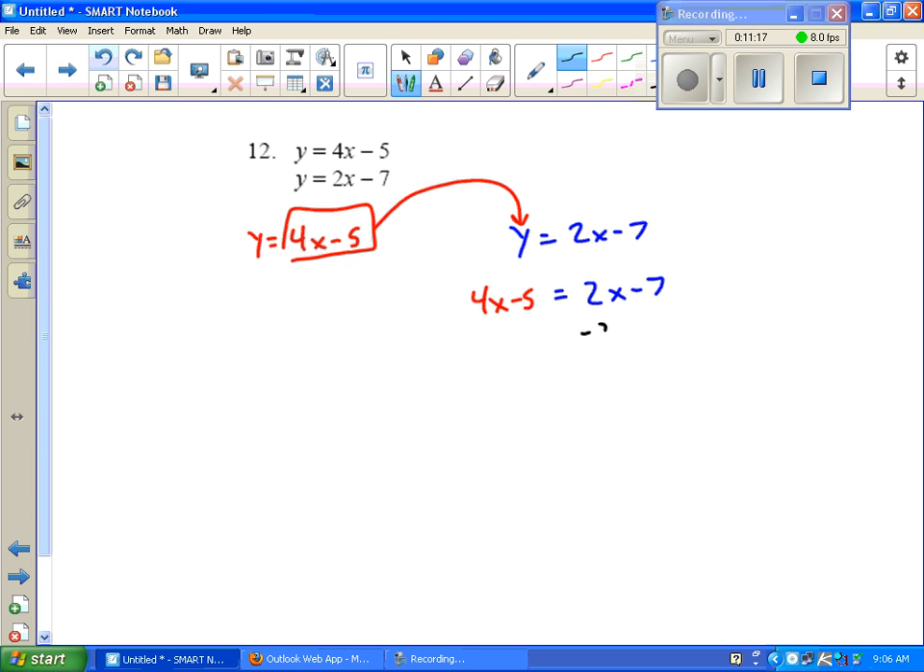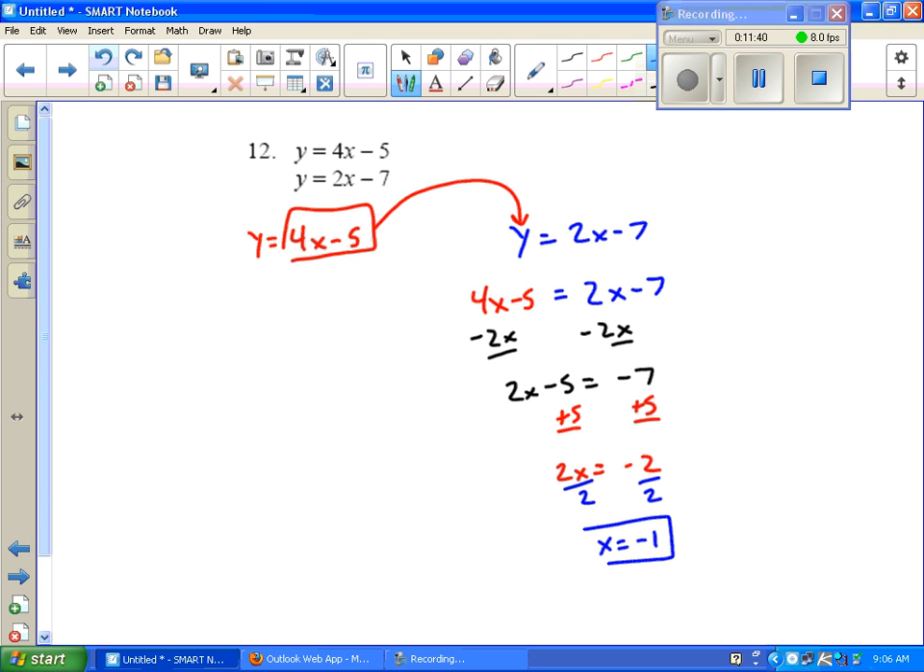Move your x terms over to the larger side. Get rid of it by subtracting 2x. Do likewise here, and it gives you 2x. You still have minus 5 equals, you still have -7. Get rid of -5 by adding 5 to both sides. And you still have 2x equals, now you have -2. Get rid of 2 times something by dividing by 2 on both sides. x is -1. You have x's value at -1.